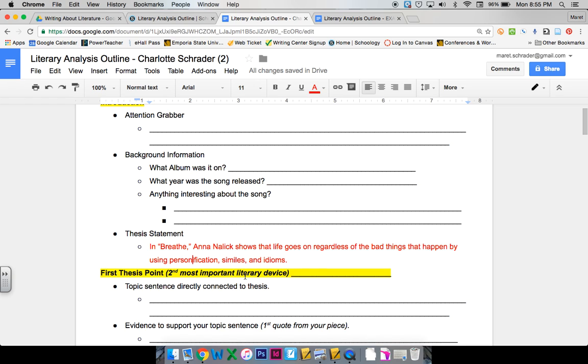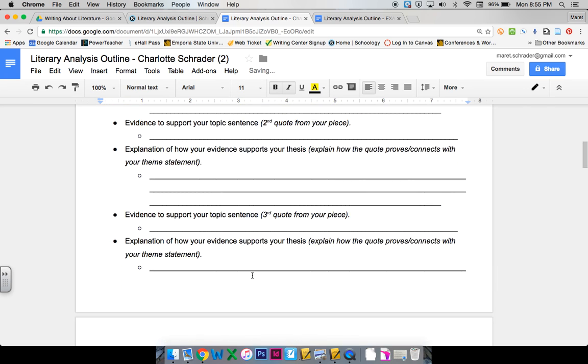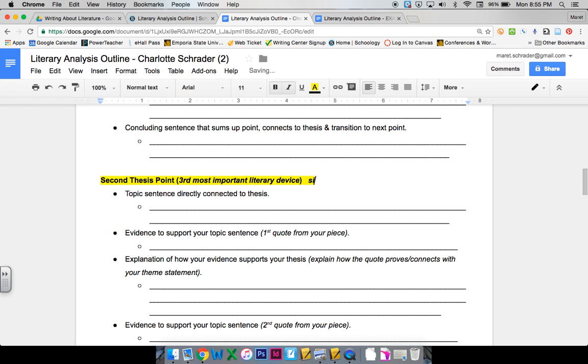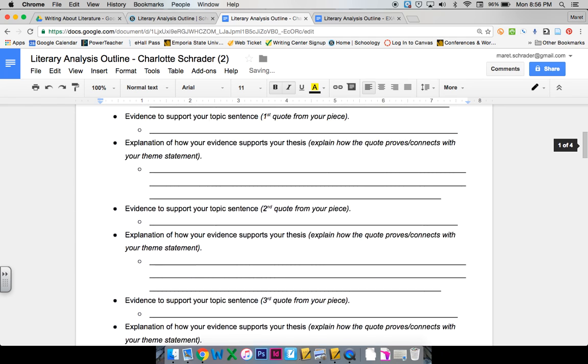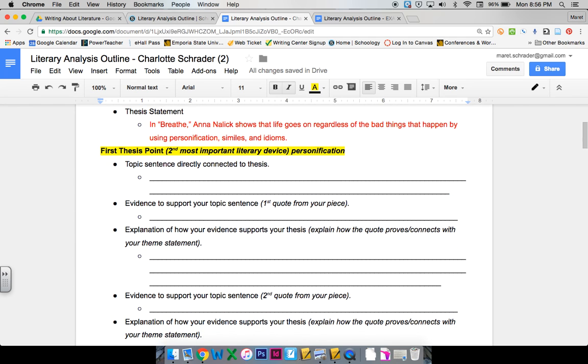So what I'm going to do is go ahead and label those paragraphs. So you're going to first come here to this first thesis point. Don't worry where it says second most important literary device. That's something that we're not going to worry about this year. And the first one is going to be personification. So I'm going to double click that line and just write personification. And then my second thesis point is going to be about similes. And then my third thesis point is going to be about idioms. So that just kind of shows me that's what each paragraph is going to be about.